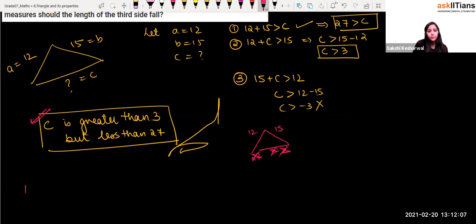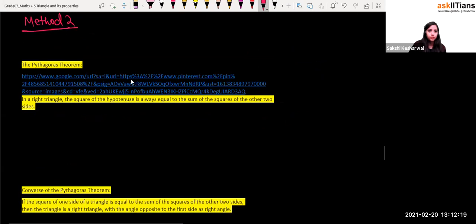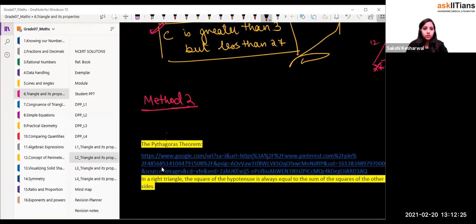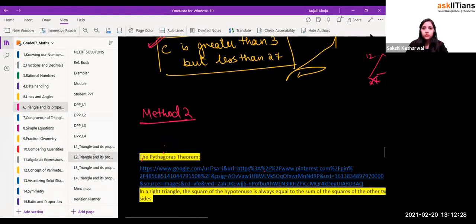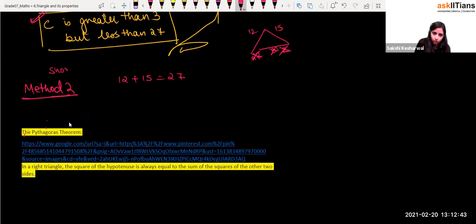Now what is method 2? Method 2 is comparatively easy. What you do is you add and you subtract, right? Okay, I made it. So just see what method two is. You just add: 12 plus 15 will be equal to 27. This is the shortcut, right? That was the long cut. Now you take the difference: 15 minus 12, which is equal to 3.